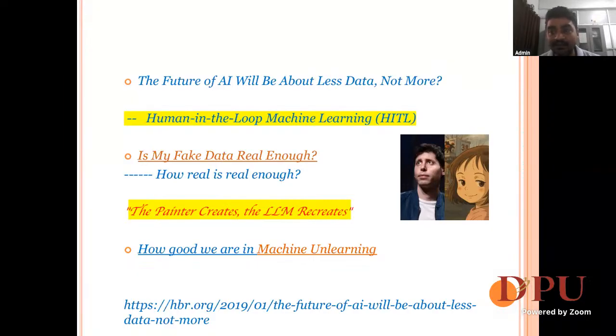And synthetic data, we are creating more and more synthetic data, but we need to stop somewhere. We need to think about how much synthetic data is good enough. Is fake data real enough or not? How real is enough needs to be understood. And lastly, it's a very simple line, but a very strong line: the painter actually creates, but the LLM recreates. So whenever you are dealing with synthetic data, remember one thing, the painter needs to have created. Somebody should create, then only can it be recreated.